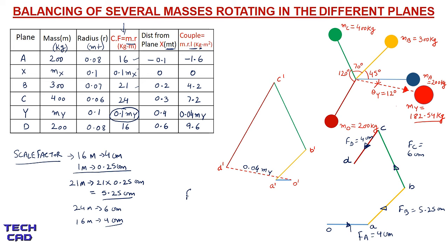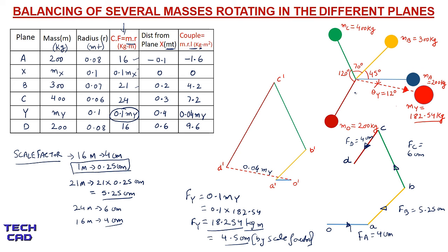Now after that you are going to make another force which is 0.1 My, and 0.1 My is the force at y plane. So that is force y, 0.1 My, and My we have already found out, that is 182.54. 0.1 into 182.54 gives you 18.254. So this could be the force at y plane. Now this is in kilogram meters, so you have to convert it into centimeters with the help of the scale factor, which is 1 meter equal to 0.25 centimeter. By converting it into centimeters, it becomes around 4.5 centimeter by scale factor.